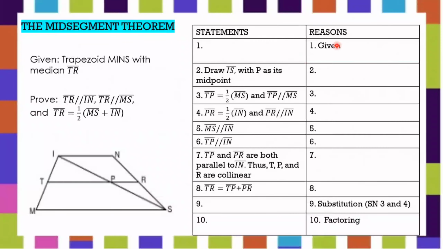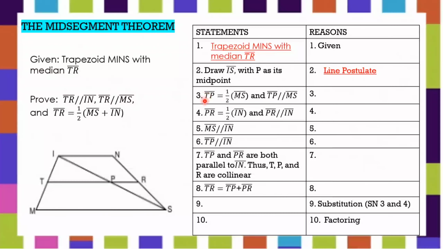So for number 1, ang reason natin is given. So we all know that the given is trapezoid MINS with median TR. Okay? So for number 2, sabi dito, let's draw IS or segment IS. This one, IS. With P as its midpoint. So if P is the midpoint of IS, therefore we can say that IP is congruent to SP. Reason, the line postulate states that 2 points determine a line.